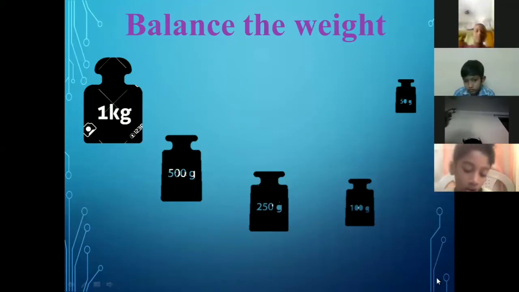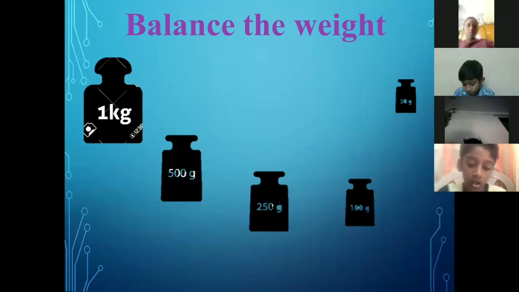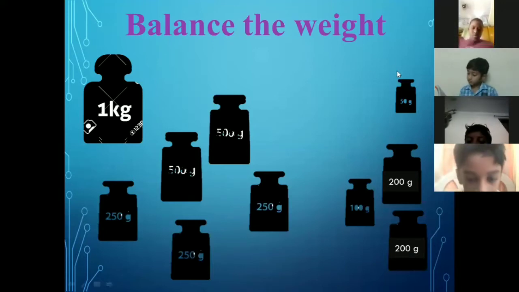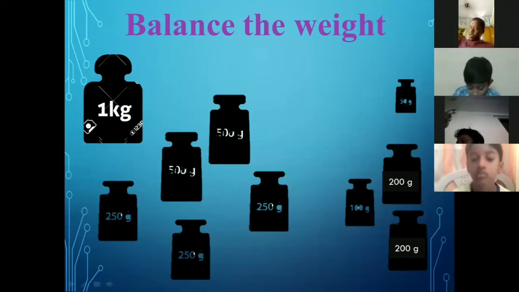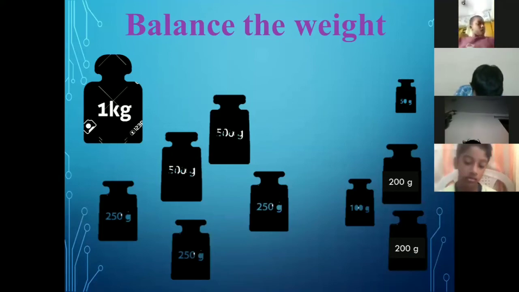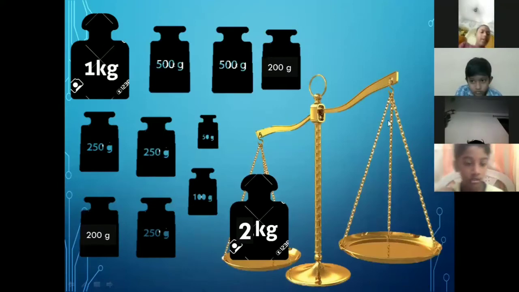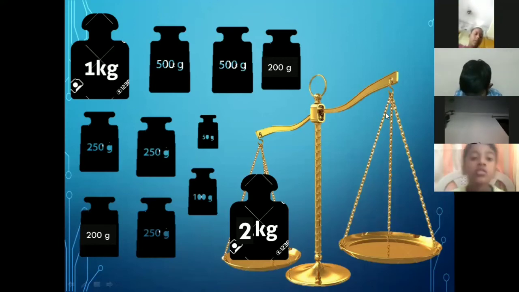Open your textbook and page number 105. Observe the weights there. These are the weights you have in your textbook: 1 kg, 500 grams, 500 grams. Now some weights are given for us. What you have to do is balance the weights.